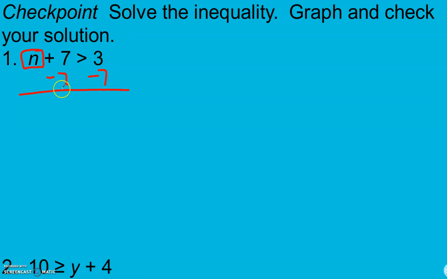Anything minus itself gives me 0, and 3 minus 7 gives me negative 4. I did not change my variable, and I did not change my inequality. Now, we're going to graph it. Draw my number line. I'm going to put negative 4 and a circle at negative 4.